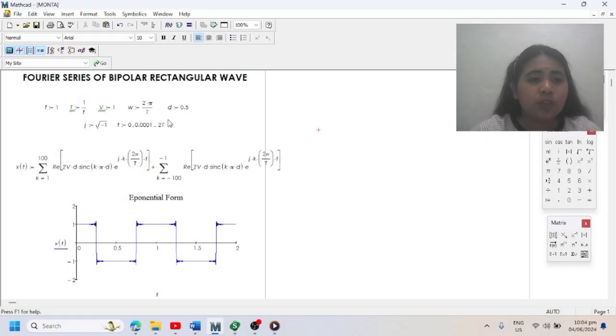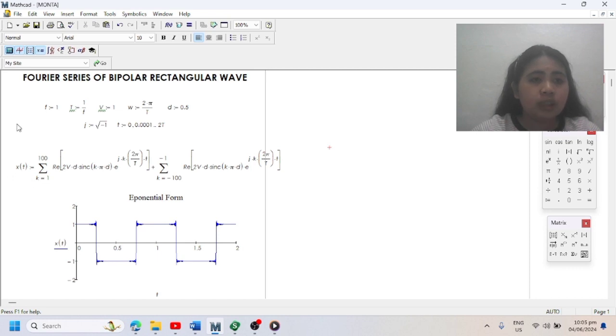So, for the form of the bipolar rectangular wave, or the Fourier series of the bipolar rectangular wave, we will use the frequency of 1, T of 1 over f, b is equal to 1, w is equal to 2 pi over T, the distance d is equal to 0.5, j is equal to the square root of negative 1, and the time is 0.0 and 0.0001 2T.